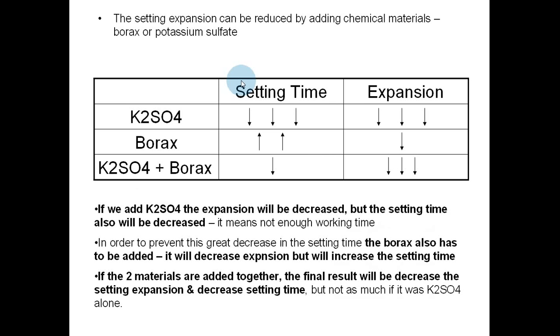It means not enough working time. In order to prevent this great decrease in the setting time, the borax also has to be added. It will decrease the expansion but will increase the setting time. If the two materials are added together, the final result will be a decrease in the setting expansion and a decrease in setting time, but not as much as if it was potassium sulfate alone.